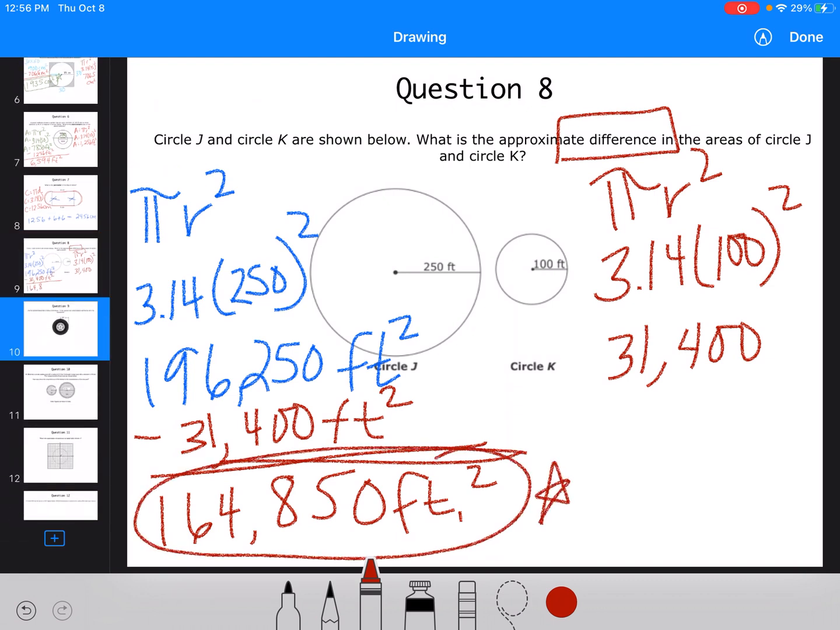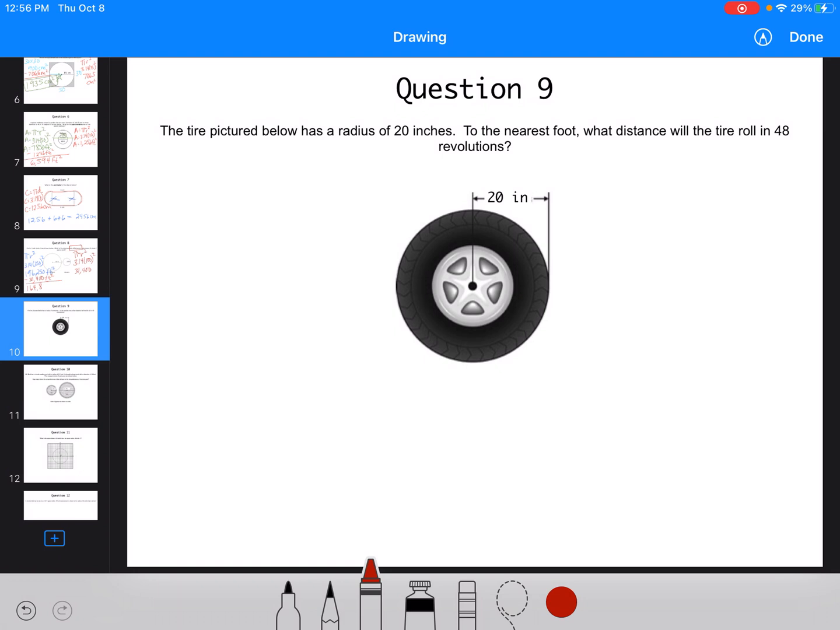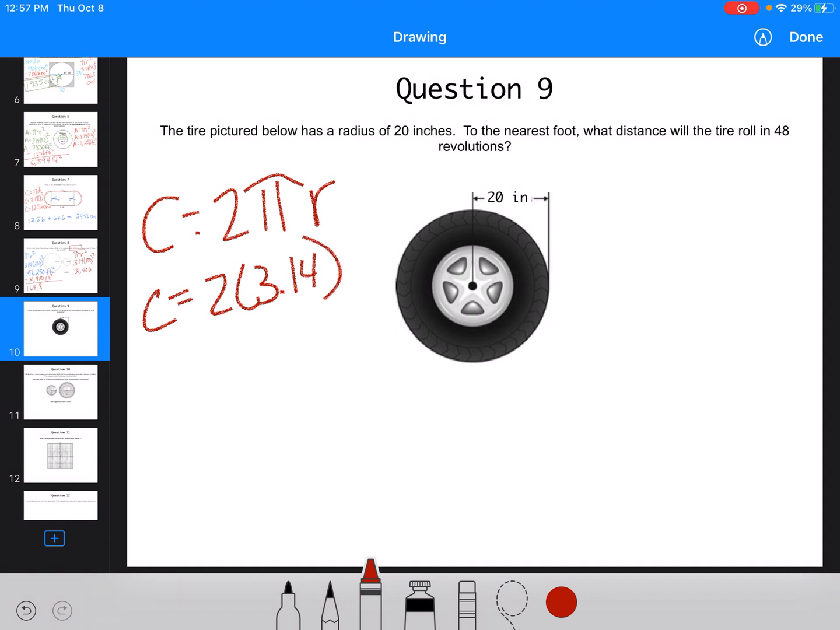All right, so now I have a tire. It's got a radius of 20 inches, so they want to know what's the distance going to be. So distance is going to be circumference. So C equals 2 pi r. C equals 2 times 3.14 times 20.